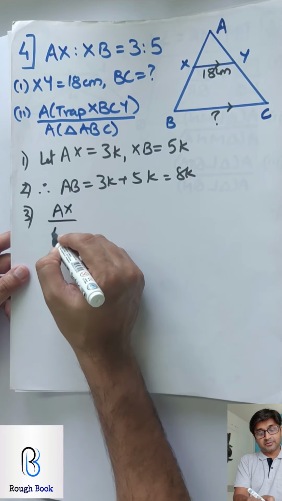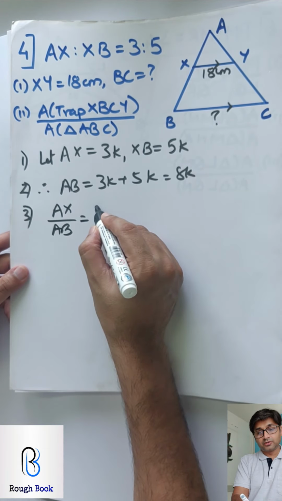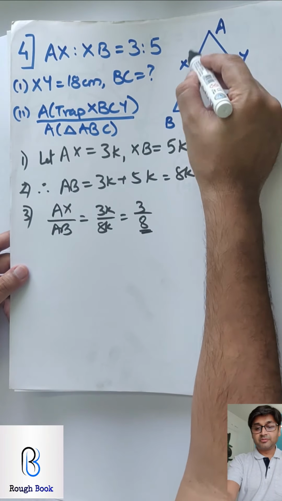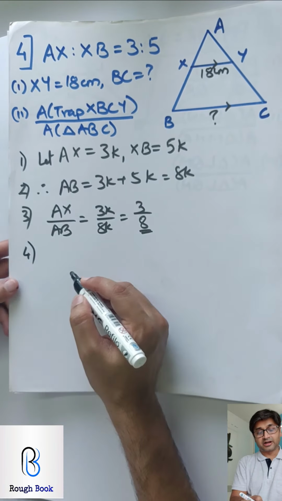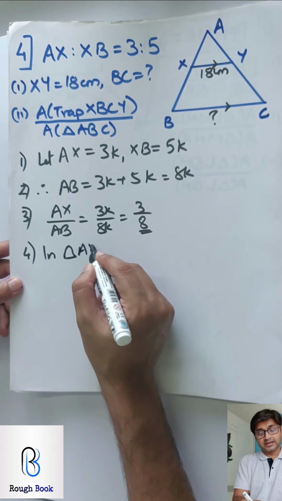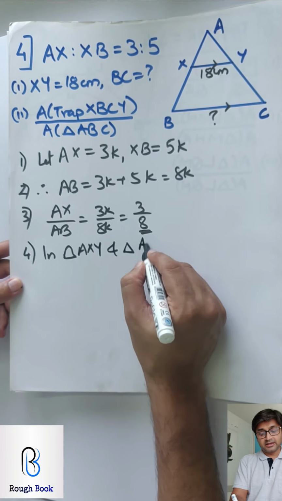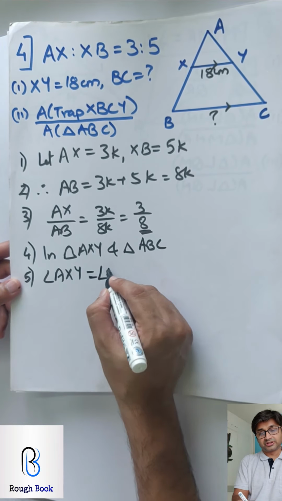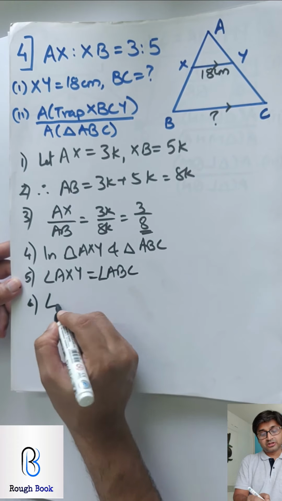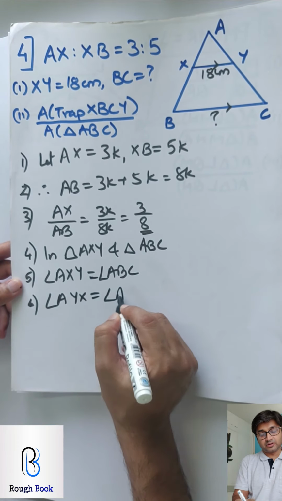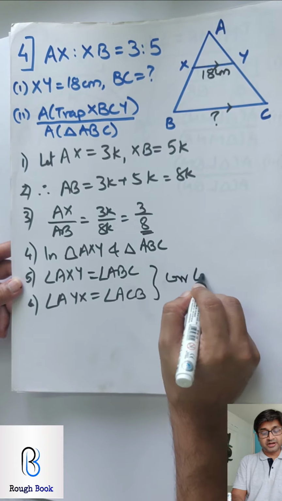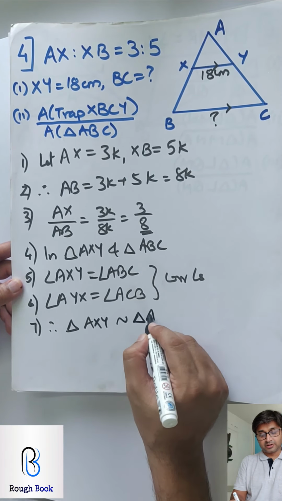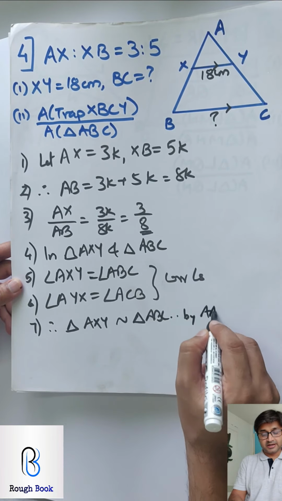Now I can say AX upon AB is equal to 3K upon 8K, that is 3 upon 8. So we managed to get this 3 by 8. Now let's prove the triangles similar. So in triangle AXY and triangle ABC, same corresponding angle, or if you want you can also say common angle. These two angles are equal, AYX equals ACB. Both are corresponding angles, and therefore triangle AXY is similar to triangle ABC by the AA test.